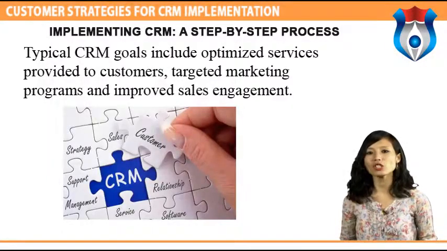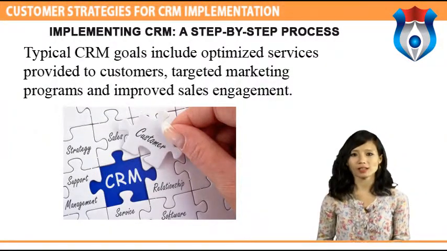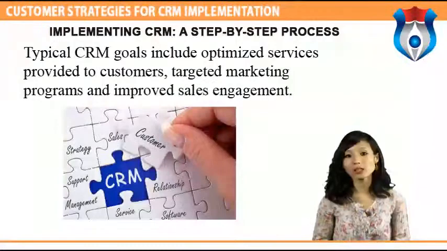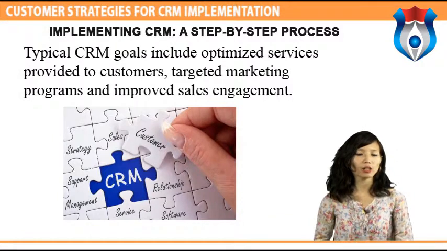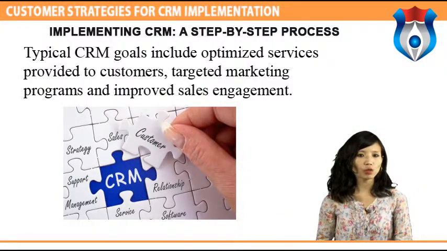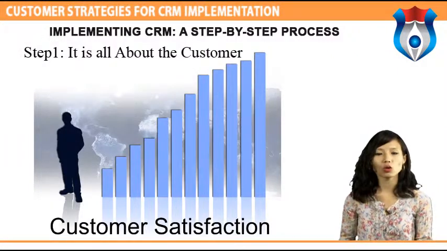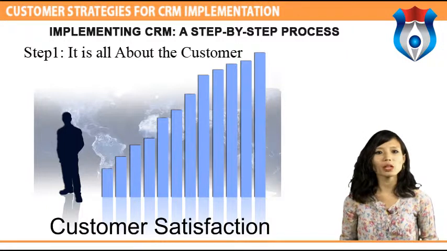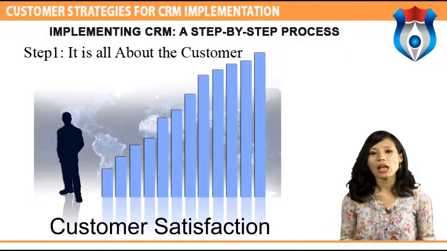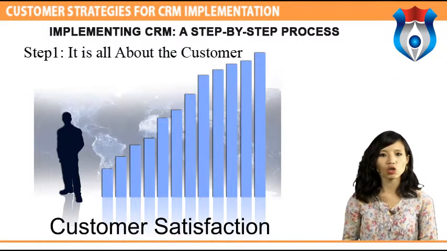Now moving on to the next topic, we will study the implementation of CRM, a step-by-step process. Typical CRM goals include optimized services provided to customers, targeted marketing programs and improved sales engagement. CRM is not just about technology, but rather the union of people and processes supported by technology. Step 1. It is all about the customer. The goal of any CRM system is not only keeping track of customer information, but also enabling ease of doing business for the customer, enabling companies to easily work and develop a powerful relationship with the customer for future business.